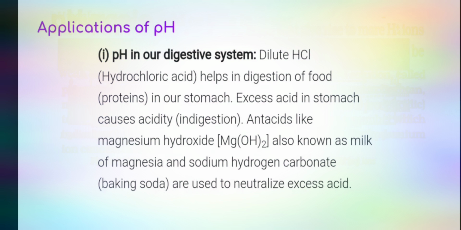Applications of pH. pH in our digestive system. Dilute hydrochloric acid helps in digestion of food in our stomach. Excess acid in the stomach causes acidity. Antacids like magnesium hydroxide, also known as milk of magnesia, and sodium hydrogen carbonate are used to neutralize excess acid.